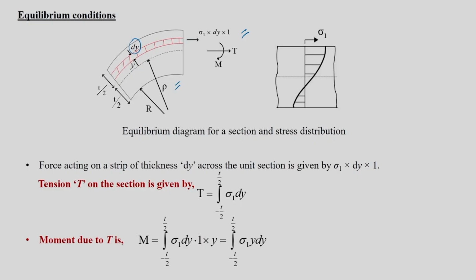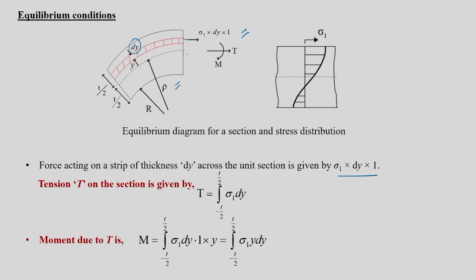Okay. So, it has a thickness of dy in the thickness direction, and you will see that the force acting on that element is given by sigma 1 into dy into 1. Okay. So, this is basically for the unit section. So, the force acting on a strip of thickness dy across a unit section is given by sigma 1 into dy into 1, which is going to act in this particular section.